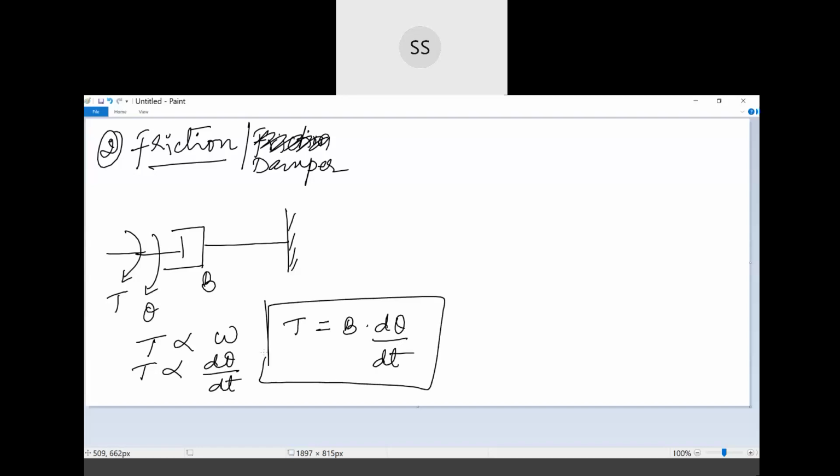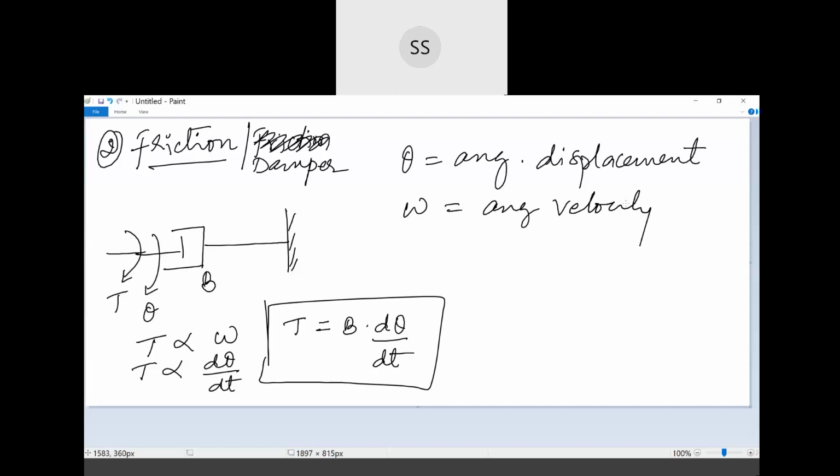Okay, so I'll write once again what are the meanings of this. Theta represents here angular displacement. It is displacement only, but in the angular pattern. That's all. Okay. So then here omega represents angular velocity, and we have one more term alpha. Alpha represents the acceleration.